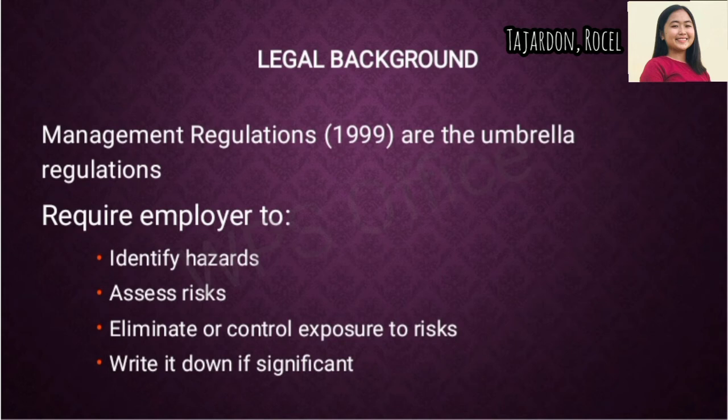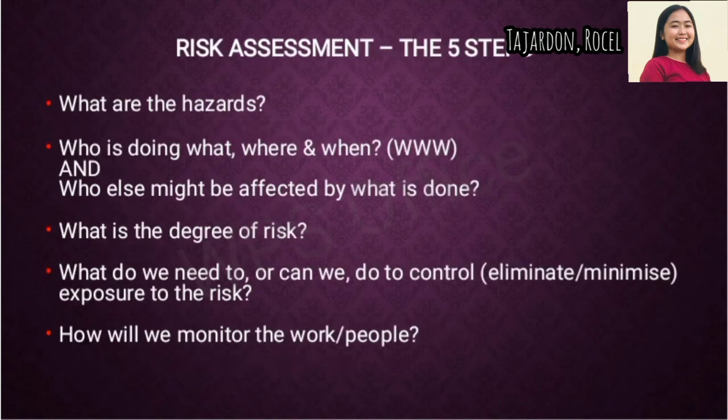Risk assessment principle. Legal background. The Management Regulations 1999 are the umbrella regulations. They require employers to identify hazards, assess risk, eliminate or control exposure to risk, and write it down if significant. The term umbrella is used to cover a broad number of functions or items that all fall under a single common category. There are 5 steps of risk assessment.